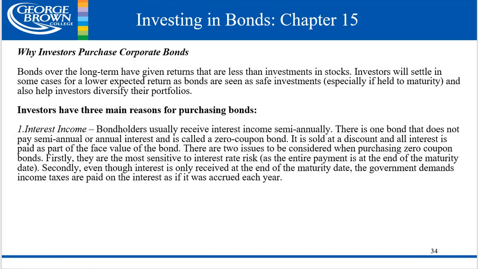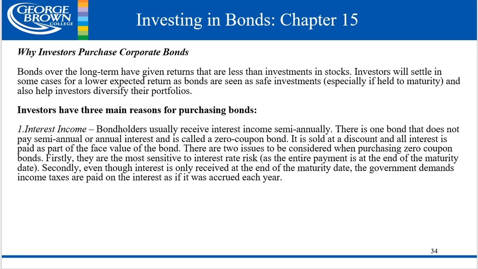Continuing from the notes, why investors purchase corporate bonds. Bonds over the long term have given returns that are less than investments in stocks, and we saw that through our historical returns and our historical volatilities or risk. Investors will settle in some cases for a lower expected return as bonds are seen as a safe investment, especially if held to maturity, and also help investors diversify their portfolios, which I showed you, the maximum return annually and maximum loss for stocks, bonds, and a 50-50 portfolio. So now we're starting to understand why investors purchase bonds and why we construct portfolios that are made up of some allocation between stocks and bonds.